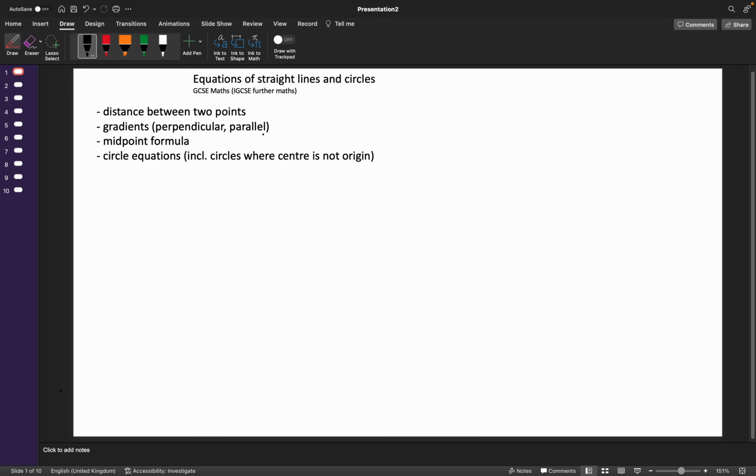Equations of straight lines and equations of circles. Both of them are topics that are quite close together, and it's pretty important to know both of them to answer math questions for your GCSE math paper. By the way, just something you need to know.